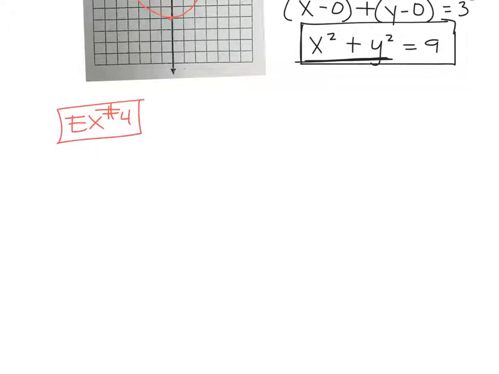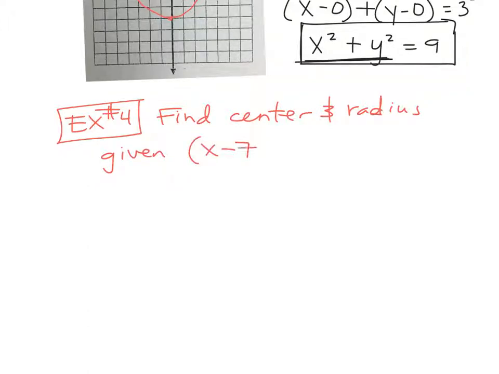All right, for this one, you are going to find the center and the radius, given x minus 7 squared plus y plus 2 squared equals 64. Now I'm giving you standard form, and you have to pull out the center and the radius.